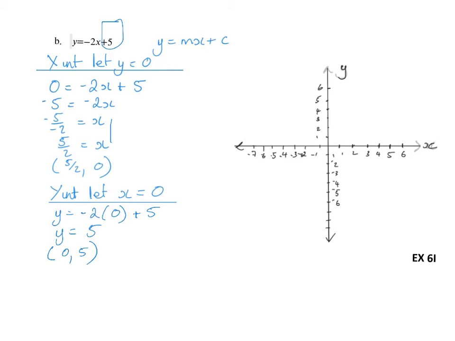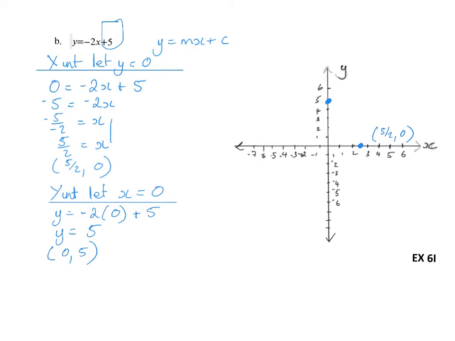So let's start plotting these points. Remember, we only need 2 points to sketch a graph. So the first one, 5 on 2, so 2.5 and 0 is around about there. It's between 2 and 3. So that's the point 5 on 2 and 0. And the other point, when x is 0, y is 5, is up here.